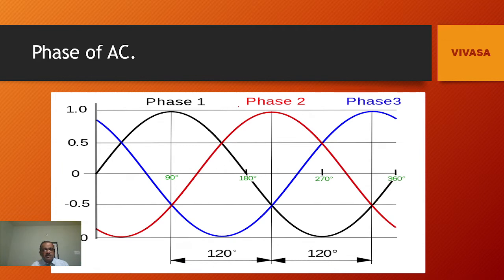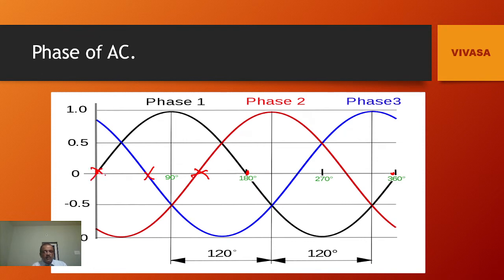Now, phase is the time elapsed by either current or voltage from its initial point. You can start with this figure. This is 0 and this is 180 degrees, and this becomes 360 degrees. This is phase 1, which starts from 0. But phase 2 starts from here, and similarly phase 3 starts from here. You can see all three have different starting points.